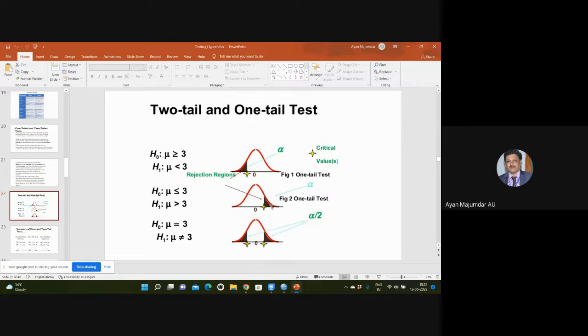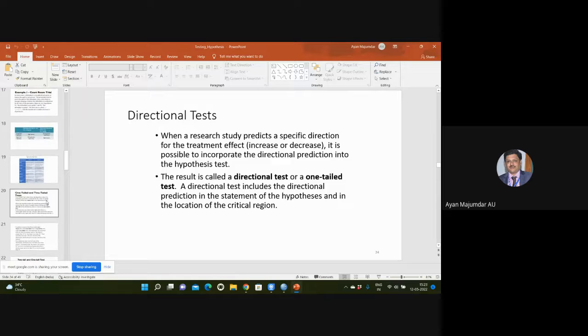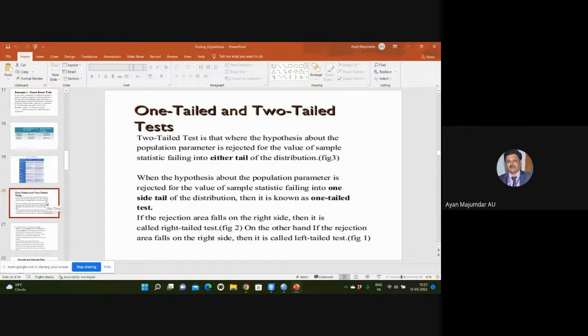So if you are testing either less than or either greater than, then it is a one-tailed test. Depending if it is on this side, this is a right-tailed one-tailed test. If it is on this side, this is the left one-tailed test. And if you are testing something whose alternative can fall on either side, maybe greater, maybe lesser, then it is a two-tailed test. It will fall either in this shaded region or in this shaded region. So the test which we will be doing, that may be one-tailed test or that may be two-tailed test.